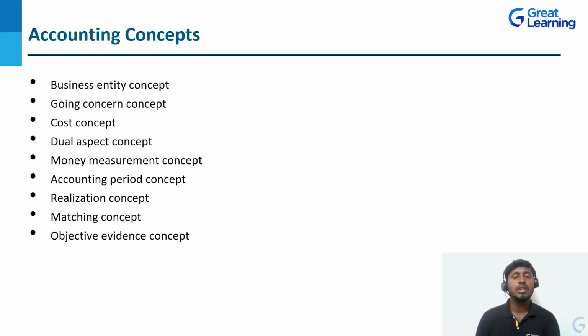And the last one, objective evidence concept. Objective evidence concept is nothing but for all the activities or transactions, whatever we are going to record, we need to support them with evidence or documents. I've already explained this to you, correct? If they do not give the evidence, proof or documents, we are not going to consider it as a business transaction; we will consider it a non-business transaction. So we need to give the documents for all transactions. So these are the nine accounting concepts.